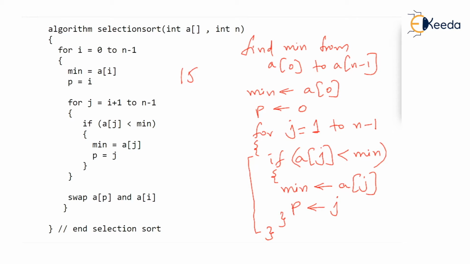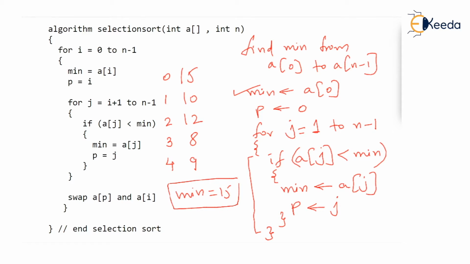As an example, let's see. 15, 10, 12, 8, 9. These are the array elements. And we want to find out minimum from 0 to n minus 1. So what is the min we have taken? Min is a0. So min currently is equal to 15. Agreed? Because min is a0. And what is the position p we have taken? P initially is 0. Correct? If minimum is 15, 15 is present at 0th place.